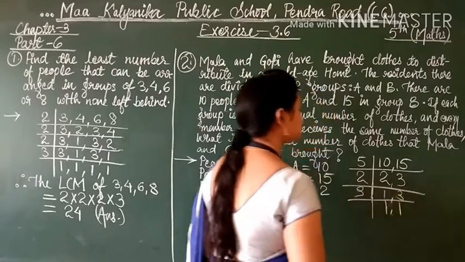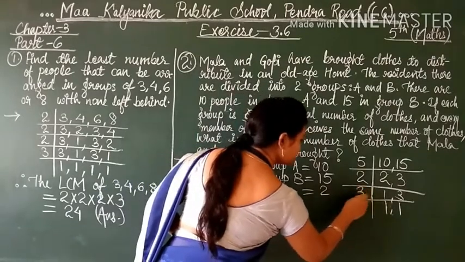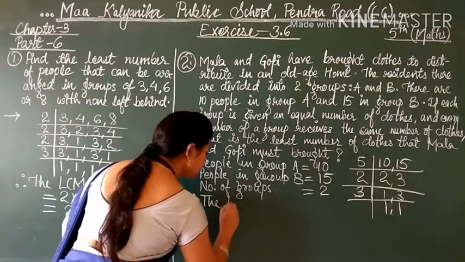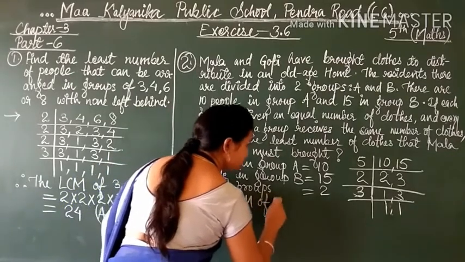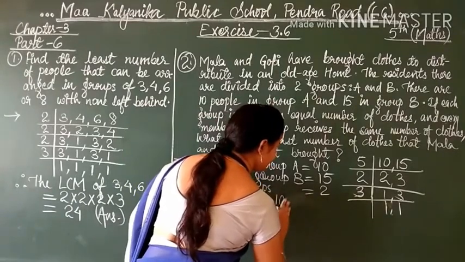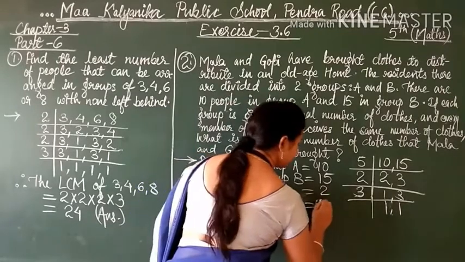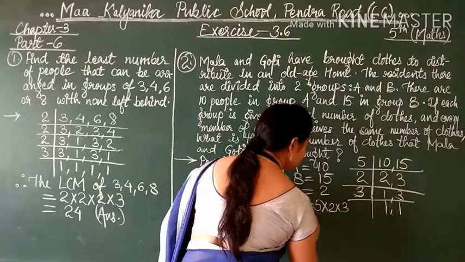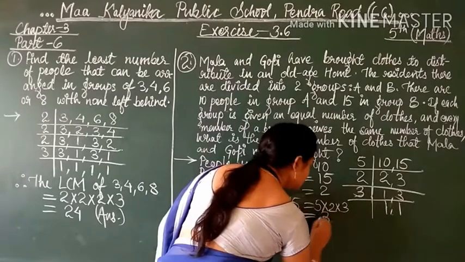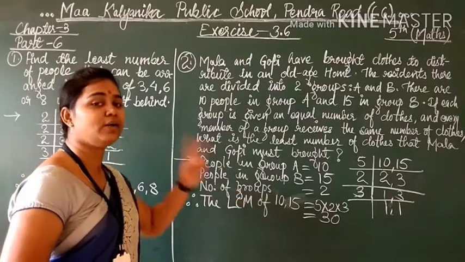Okay students. So now 5, 2 and 3. Therefore the LCM of 10 and 15, or we can write directly LCM of 10, 15 is equal to 5 into 2 into 3. So the answer received here is 5 2s are 10 and 10 3s are 30. But the question says the number of groups present here is 2.